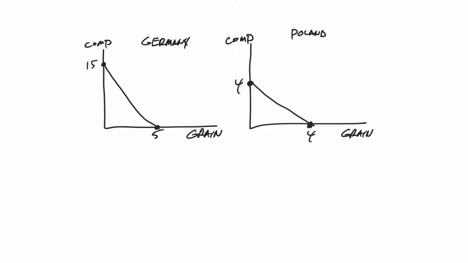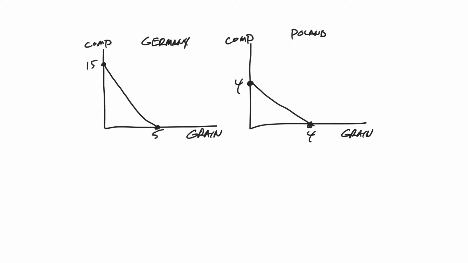Now, it asks us a couple of questions. Who has the absolute advantage? Germany can produce 15 computers, only 4 in Poland, so Germany has the absolute advantage in computers. Grain, Germany can produce 5, only 4 in Poland. So Germany has the absolute advantage in both computers and grain.